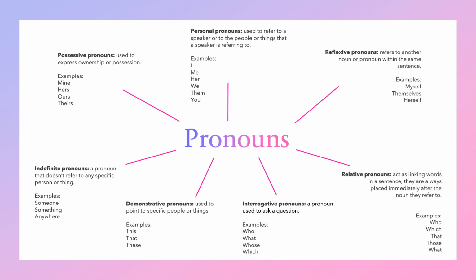Last one is reflexive pronouns. These refer to nouns or pronouns in the same sentence. So these ones I think of a mirror. It's reflexive and you see yourself. So it's words like myself, themselves, herself, himself, words like that.